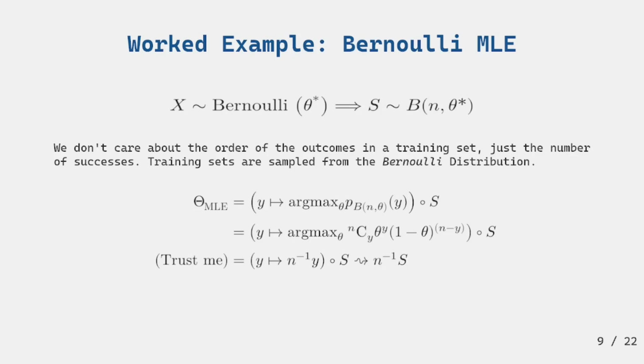You're going to have to trust me that the MLE solution to this, the theta that maximizes nCy theta to the y, 1 minus theta to the n minus y, is y over n. And that makes sense: if you flip 10 coins and you get 4 heads, the most likely probability of getting a head is 40%. And so theta MLE is just S divided by n. And that's nice and simple.